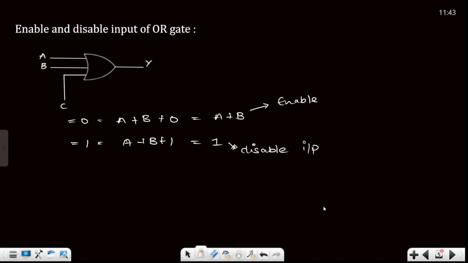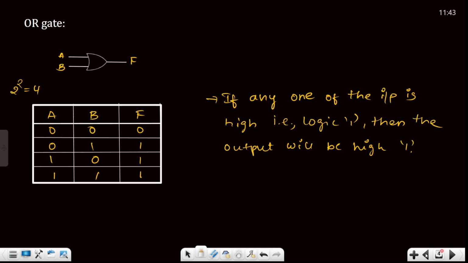And similarly we will have it for arithmetic gates and universal gates as well. In the next video we will learn about arithmetic gates, XOR, XNOR, and in that video we will also learn about the enable and disable input as well. And after that video we will learn about the universal gates NAND and NOR.